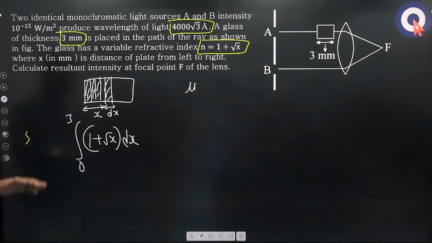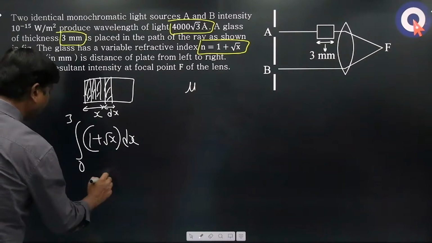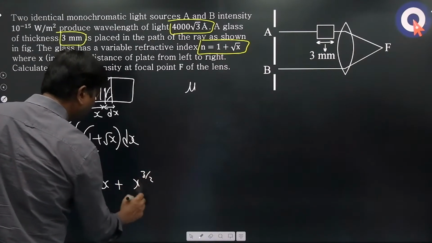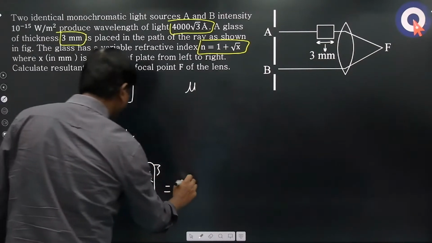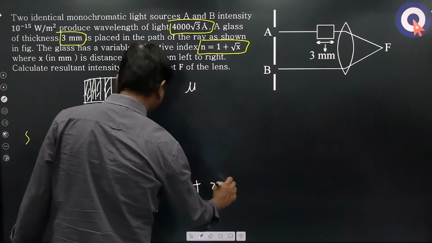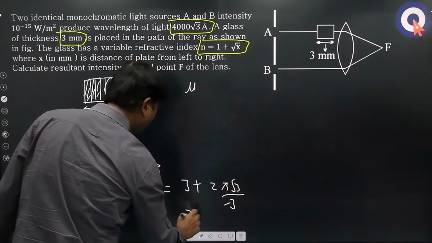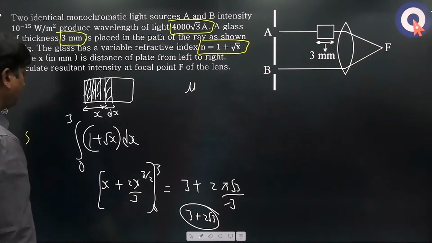Then this will be the total equivalent distance in air you will get. If you do that, x plus, so root x is x power 1 by 2, integrating gives x power 3 by 2 by 3 by 2, so 2 by 3. Substitute the limits. So 3 plus, how much are you getting? 2 into 3 power 3 by 2, so 3 root 3. That means 3 plus 2 root 3.